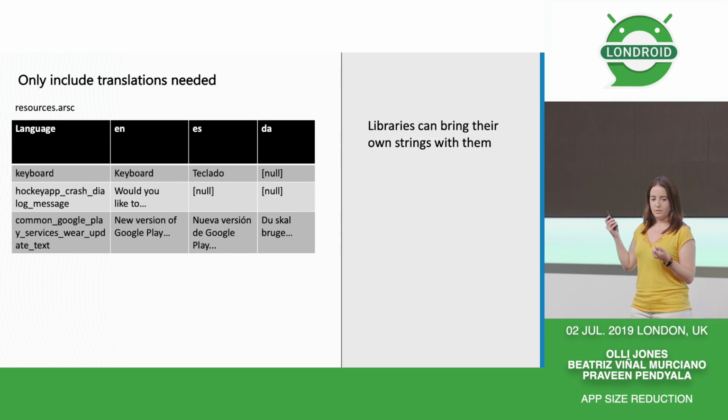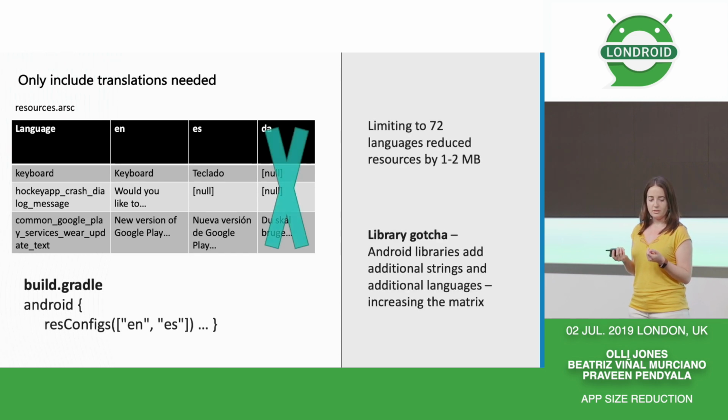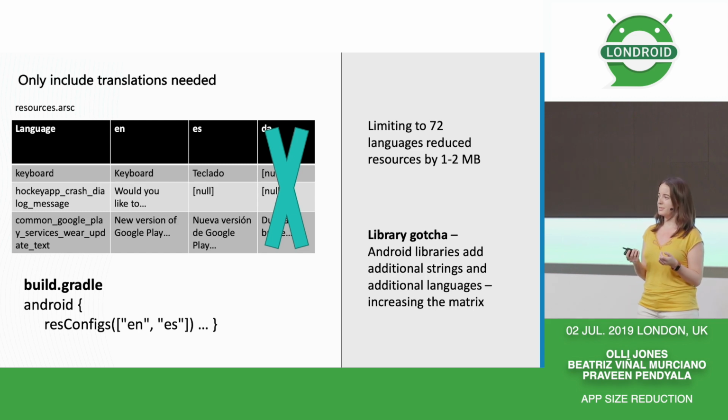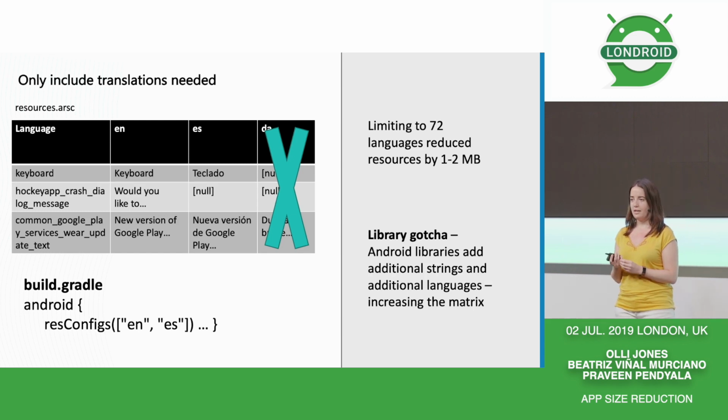There is a way of avoiding that with that Gradle option there. You can tell it to only include the translations for the languages that you support, and that removes columns of the matrix, so it's smaller. When we did that, we reduced it to 72 languages, which is not a very reduced number, but those are the ones we have. And that took another 1 to 2 megabytes off the install size. This is not very useful now that there is dynamic delivery and app bundles, which is what we're going to talk about next.